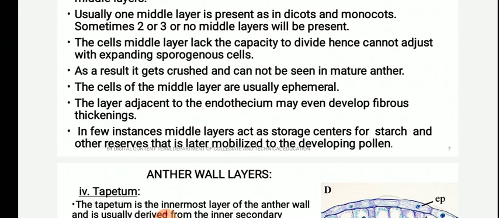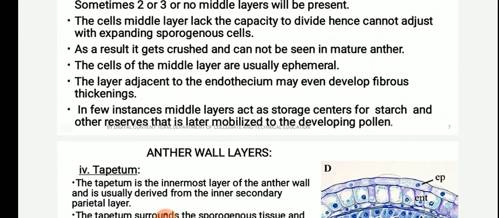The cells of the middle layer are usually ephemeral. The layer adjacent to the endothelium may even develop fibrous thickenings.